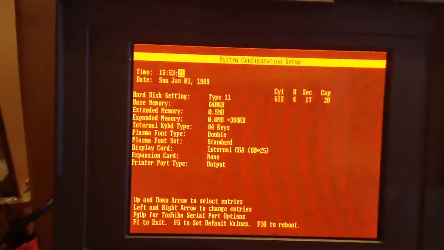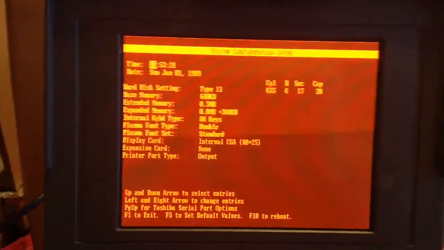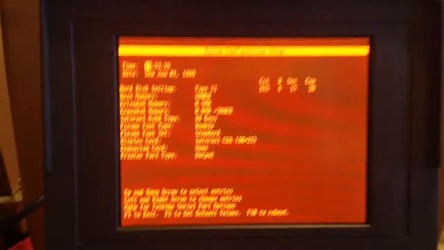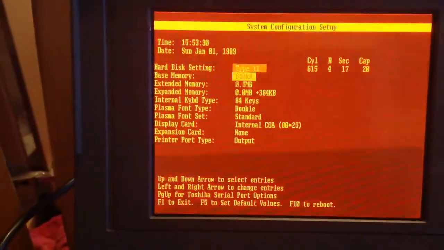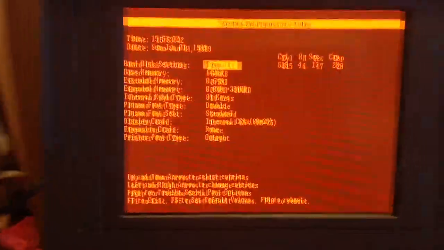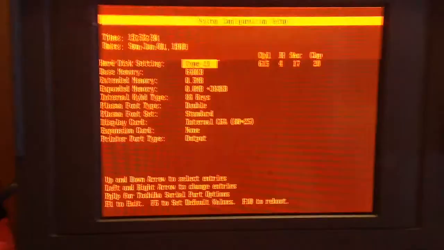Yeah, so it's January 1, 1989 today. Welcome, matey. That's not true. So the internal hard drive, this is correct because these are the default settings and these correspond to the internal hard drive.